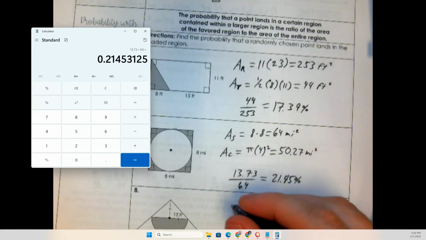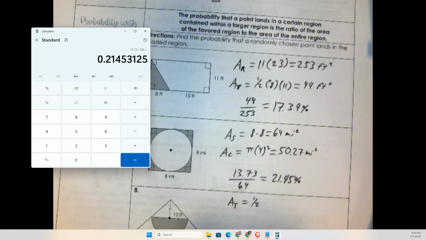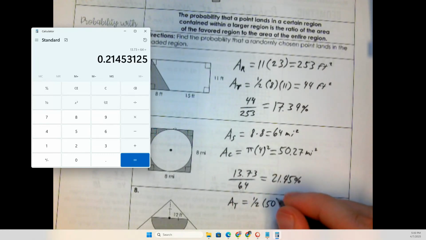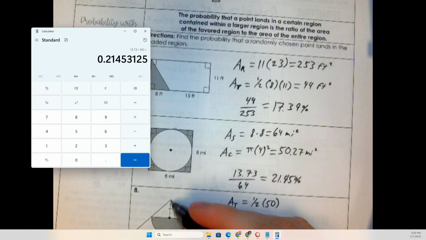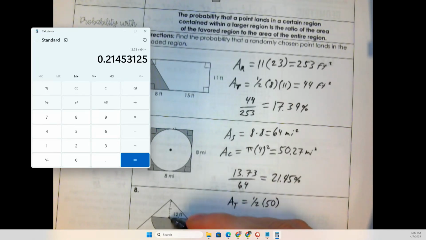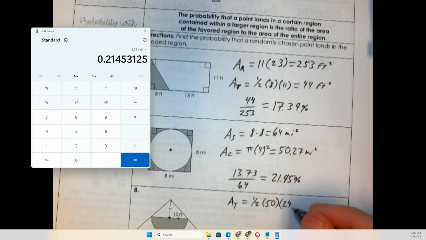Okay, for this one, I would need the area of the triangle, which is, again, 1/2 the base, which is 50, times the height, which is from here to here. Now, this part is 12. I also know that this is 12, which is half the circle, and this is also half the circle, so this is 12 as well, so it's a total of 24. So 1/2 times 50 times 24 is 600 square feet.